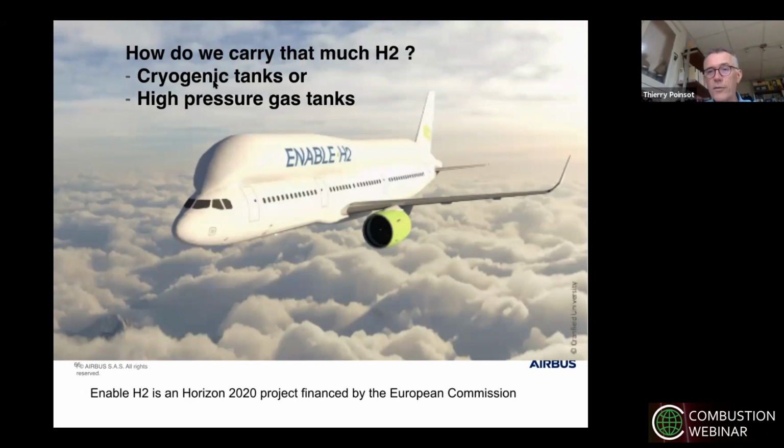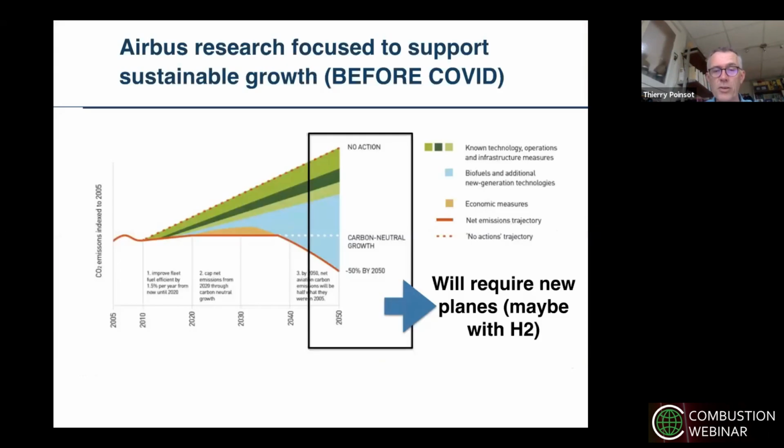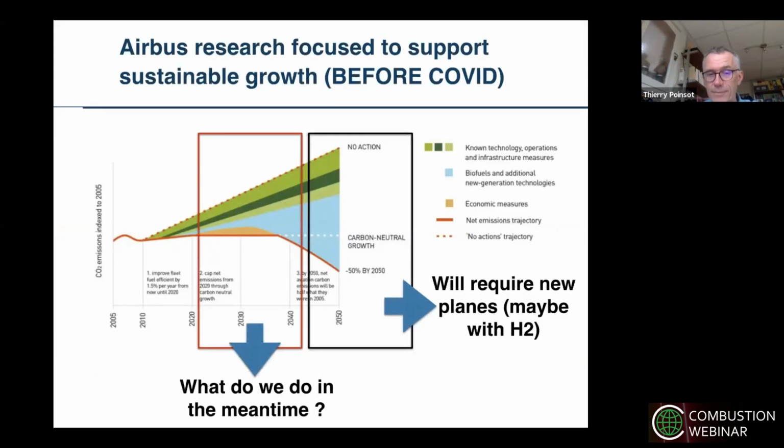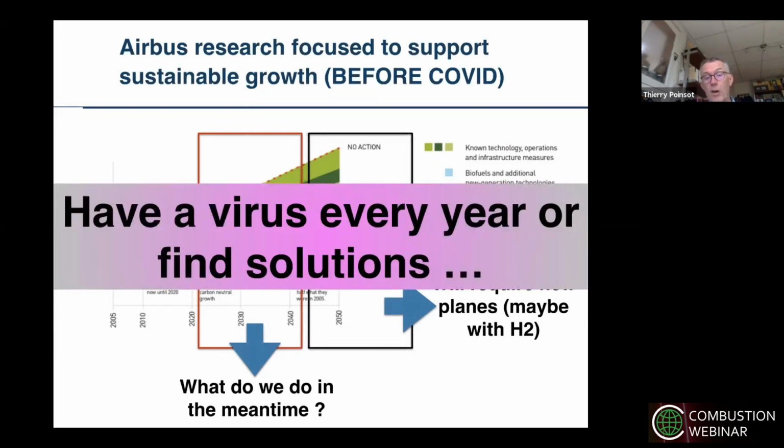So, of course, for 2050, we have to do that. But there is an interesting question: what do we do in the meantime? Because you see on these plans here, if we do nothing, we are still on this line, but we need to be there. We need to master the amount of CO2 that we emit today and the amount of CO2 that we'll emit in 10 years from today. So how do we do that? Well, that's where you have one solution.